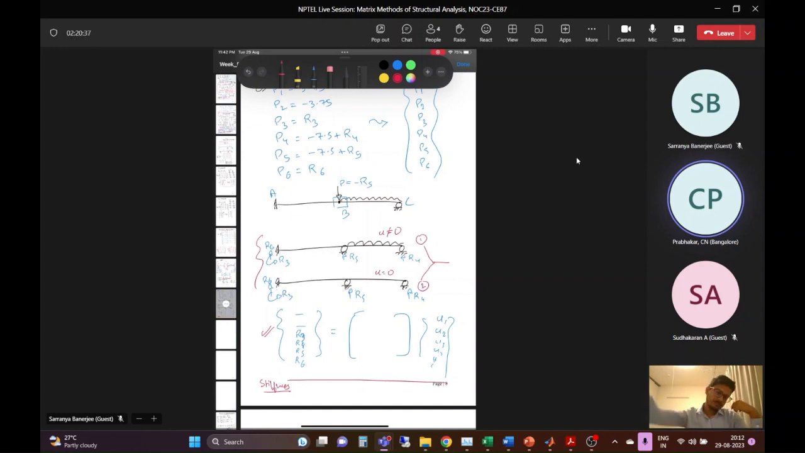Using these reactions R3, R4, R6, we need to find P1 and P2. You cannot directly take P1, P2 as per this vector again. Yes, I think that makes sense. Okay, so maybe this has cleared the confusion there.